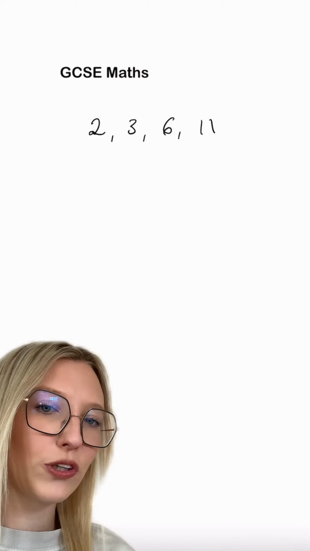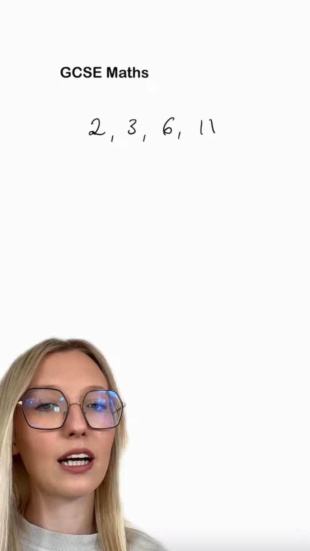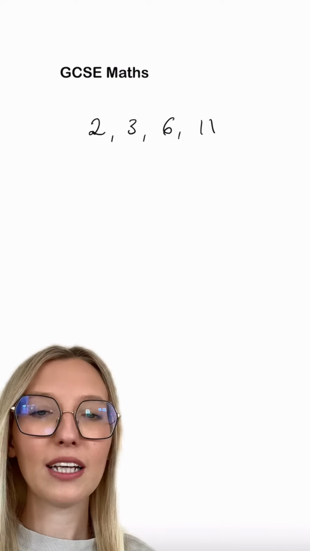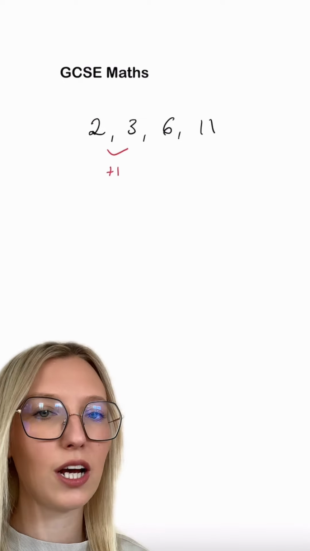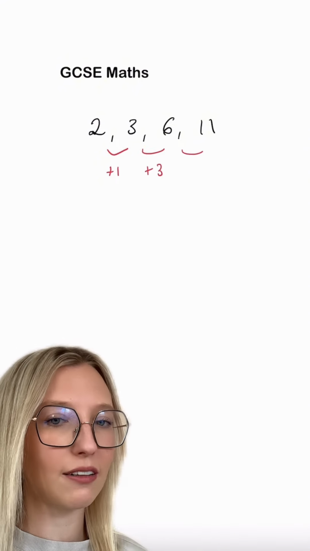So let's take a look at quadratic sequences, which is a topic in higher GCSE maths. So let's take a look at first what makes this quadratic. Well, let's simply go ahead and find the difference between each term. 2 to 3 we're adding 1, 3 to 6 we're adding 3, and 6 to 11 we're adding 5.